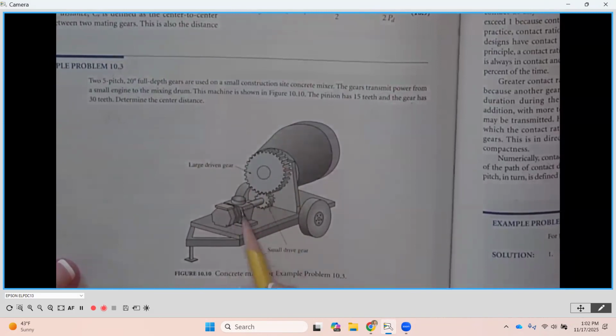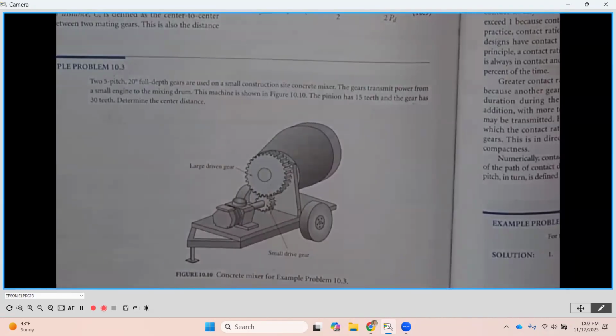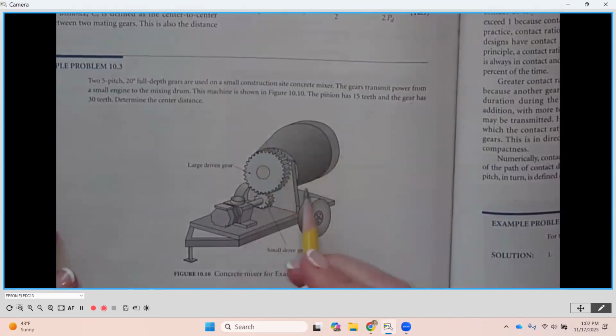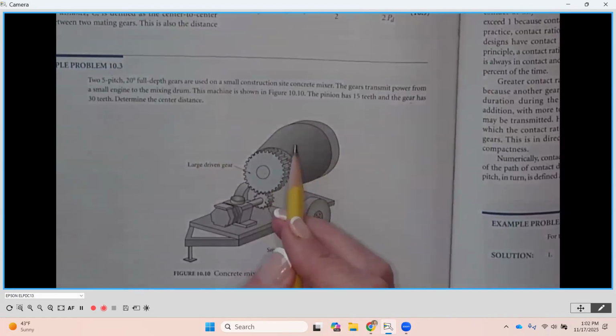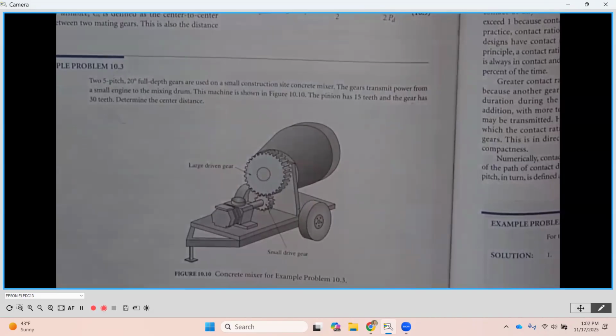So the driver is what we would consider our input. So this is driving or putting the motion into the system. So this is the driver. Then it's engaging with the driven machine, which is going to be the concrete mixer, and it's going to then rotate this drum around. And as you can imagine, this is going at a higher speed. So this is going to be rotating around, and it's going to slow it down so that it can then rotate that drum, which is probably going to be quite heavy, right?